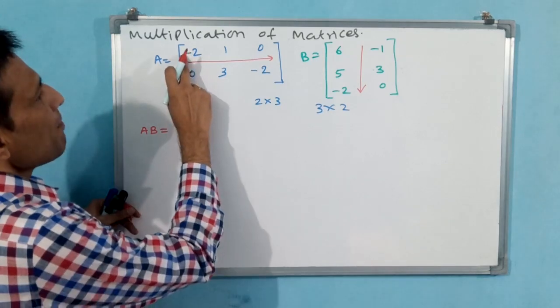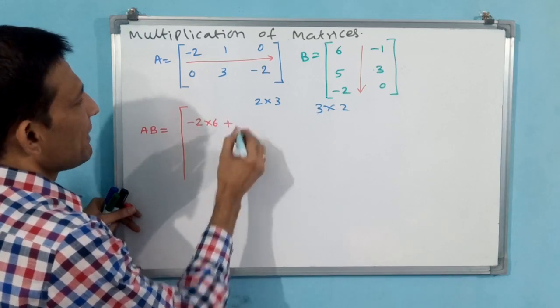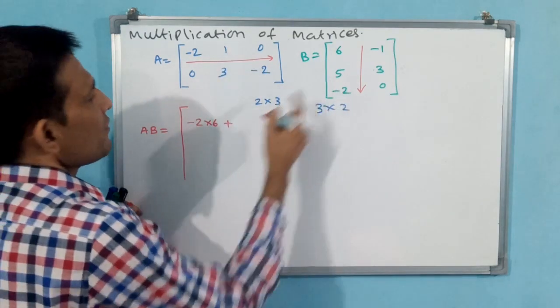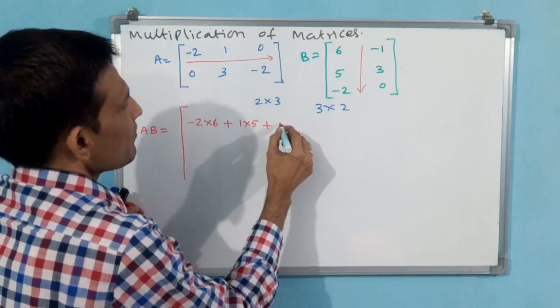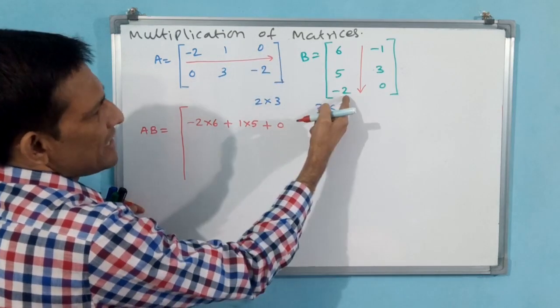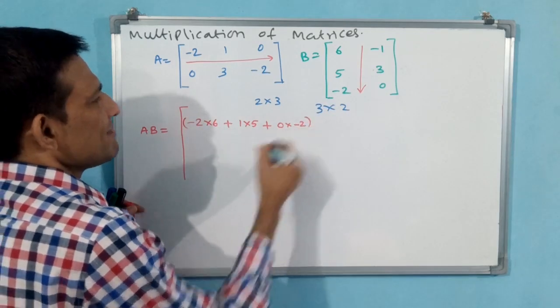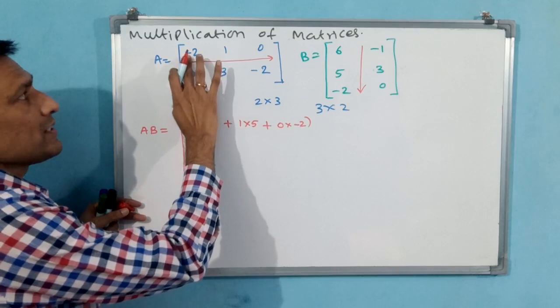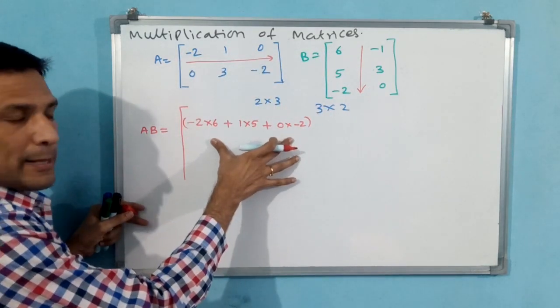You see, -2 into 6. Write down -2 into 6 plus 1 into 5 plus 0. I am writing 0 directly; 0 into something, -2 also, 0 only. Okay. This all you have to write. See, first row, first column means first row, first column. This has to come. Entire thing.